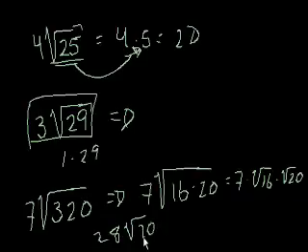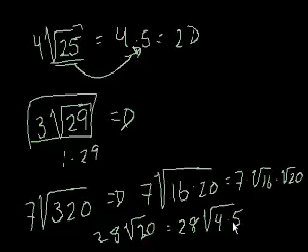Now are we done? Well, actually, I think I can factor 20 even more, because 20 is equal to 4 times 5. So I can say this is equal to 28 times the square root of 4 times 5. And the square root of 4 is 2, so that I could just take the 2 out, and that becomes 56 times the square root of 5. Hope that made sense to you.